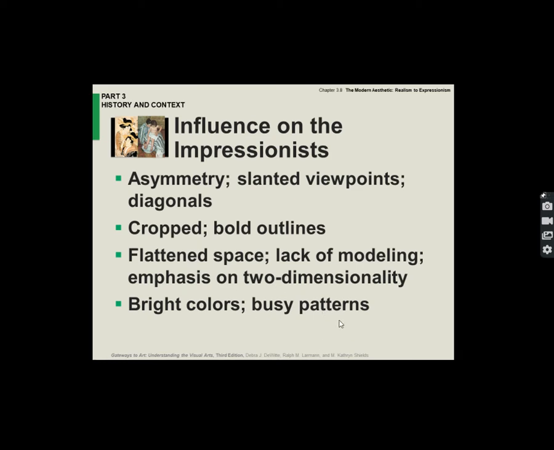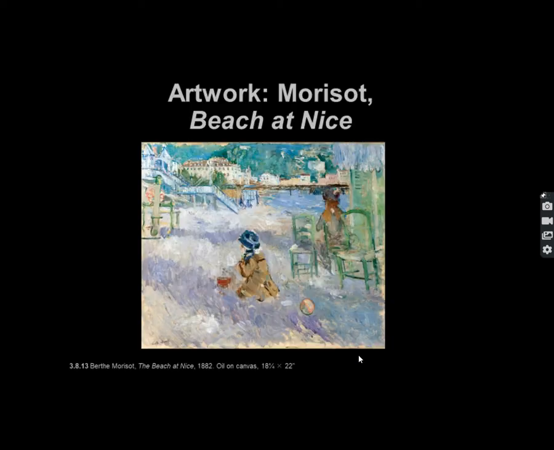The bold outlines of the Japanese, some artists would start taking this from them. Flattened space, bright colors, busy patterns. I should say Impressionism has, with Berta Morisot and Mary Cassatt, who I just showed, female artists as part of their group. So that's kind of a newer thing.